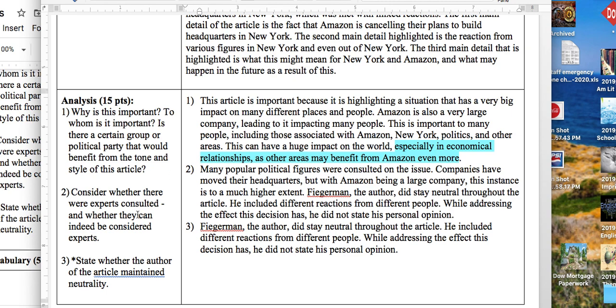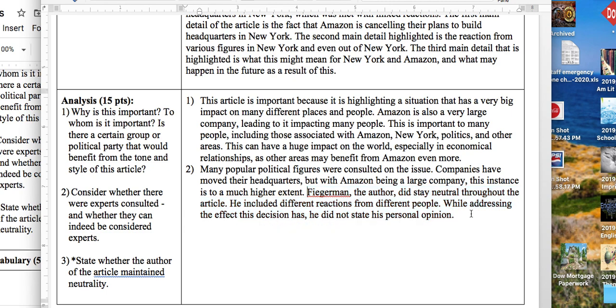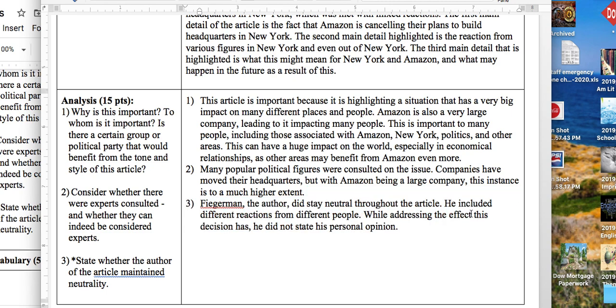Number 2, many political figures were consulted on the issue. Companies have moved their headquarters, but with Amazon being a large company, this instance is to a much higher extent. Feigerman, the author, did stay neutral throughout the article. He included different reactions from people while addressing the effect his decision has. Oh, that looks like a repeat, because that is the answer to number 3, right?